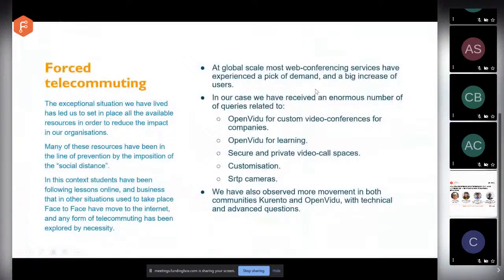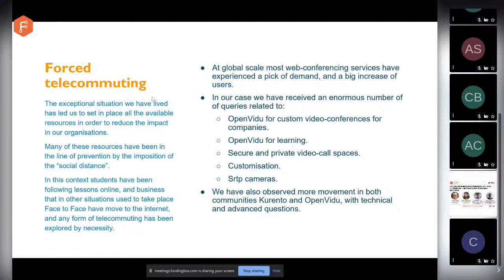So what has happened in our world, in the media communications world, is that we have been forced into telecommuting. Many companies had to set up an environment for their employees to work properly. The video meetings have been the new day-to-day issue. So most companies have just chosen a pre-existing tool, Meets, Zoom, or whatever they thought would be better, in order to guarantee social distancing.